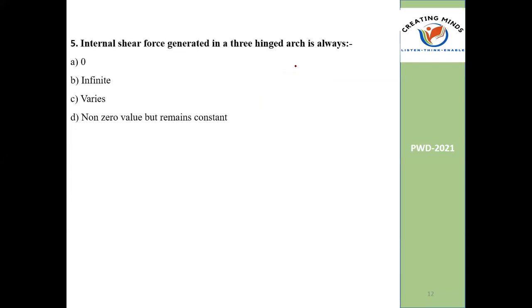What is the shear? Non-zero but remains constant? Others? Please keep in mind, internal shear as well as internal bending moment are always zero in a 3-hinged arch. Both internal BM and shear force are zero in arches, especially in 3-hinged arches. Internal shear is zero. External shear is possible, but I am not talking about external. That is your normal thrust. But internal shear is zero.